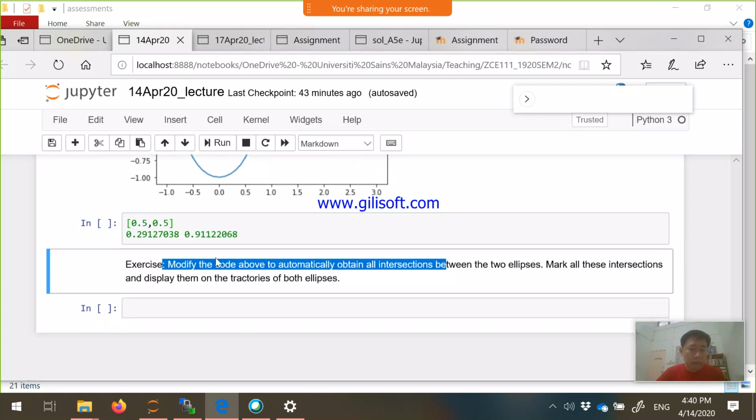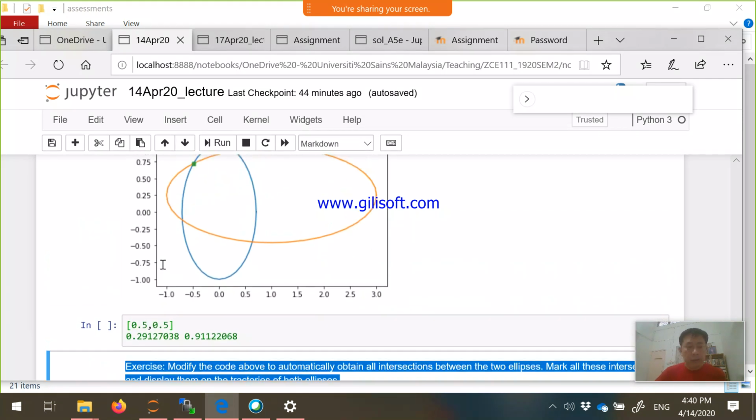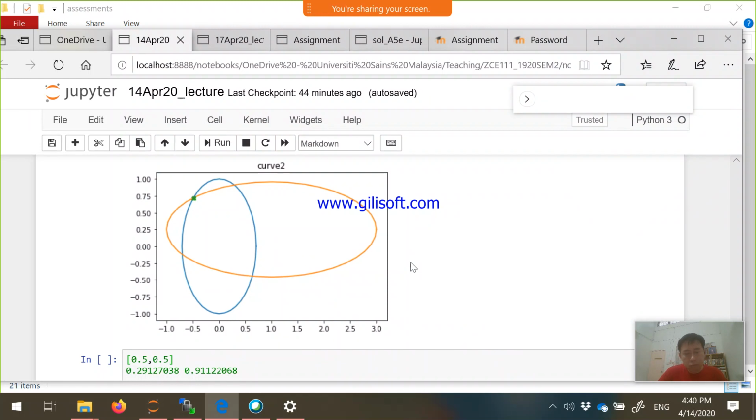Okay, so that is what I'm going to do with you, but you have to figure out how. So this is your exercise. It should not be very difficult, but you have to think. You may have to write a for loop, or you have to do some smart programming. Okay, so that is the assignment I want to give you today.